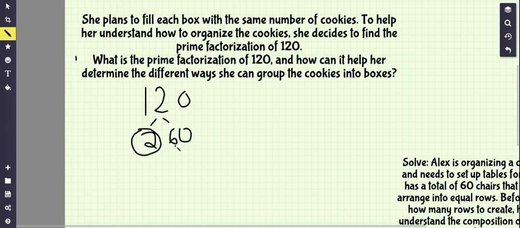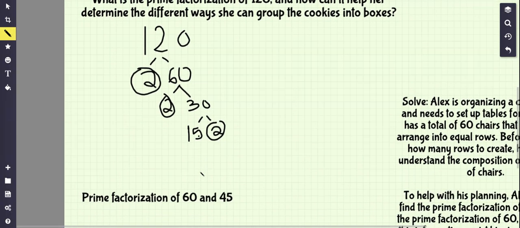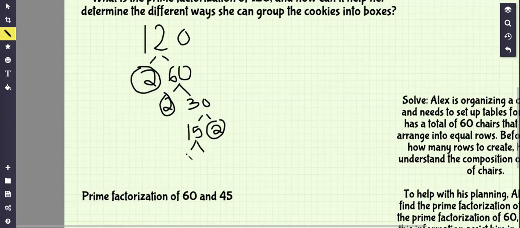Next, we're gonna take 60 and break it up into smaller groups. Since 60 is even, it can be broken up into 2 again. 60 can be broken up into 2 and 30. 30 can be broken up into 15 and 2. So this can be broken up into 2, and this can still be broken up into 3. So we're gonna keep breaking these up until we have all numbers that are prime. 5 and 3 are prime, so we're gonna circle those too.